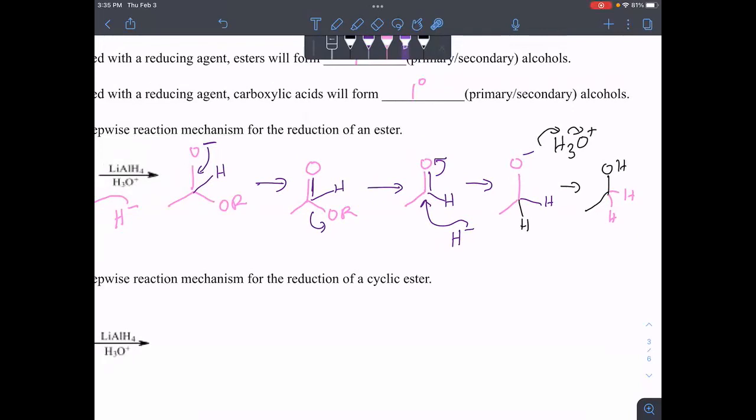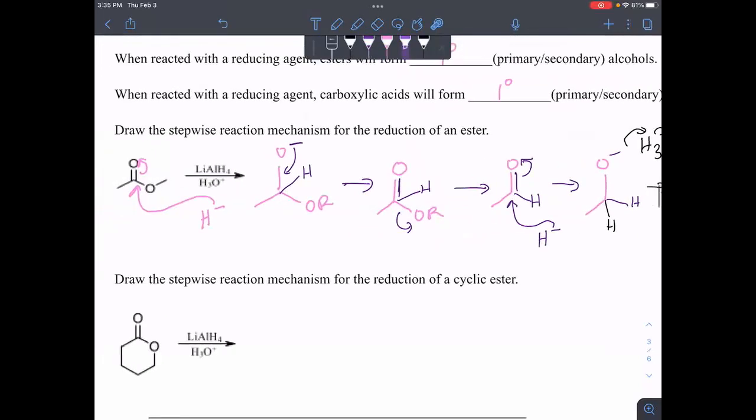No, you can't do that with a ketone because a hydrocarbon is like an atrocious leaving group. It's never going to leave. Yeah, because we have the oxygen here. The oxygen can hold the charge decently well, so it's willing to go.